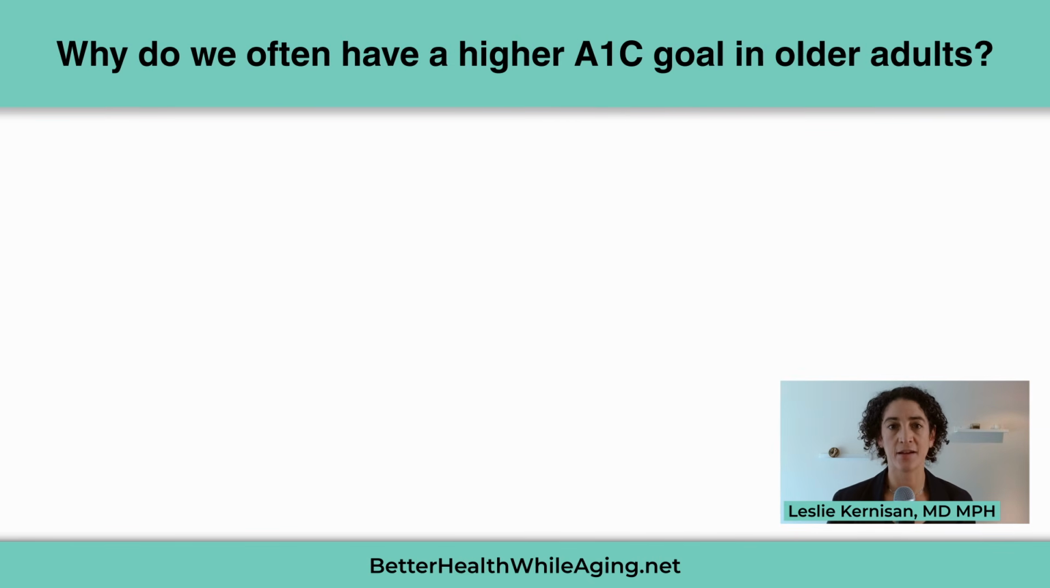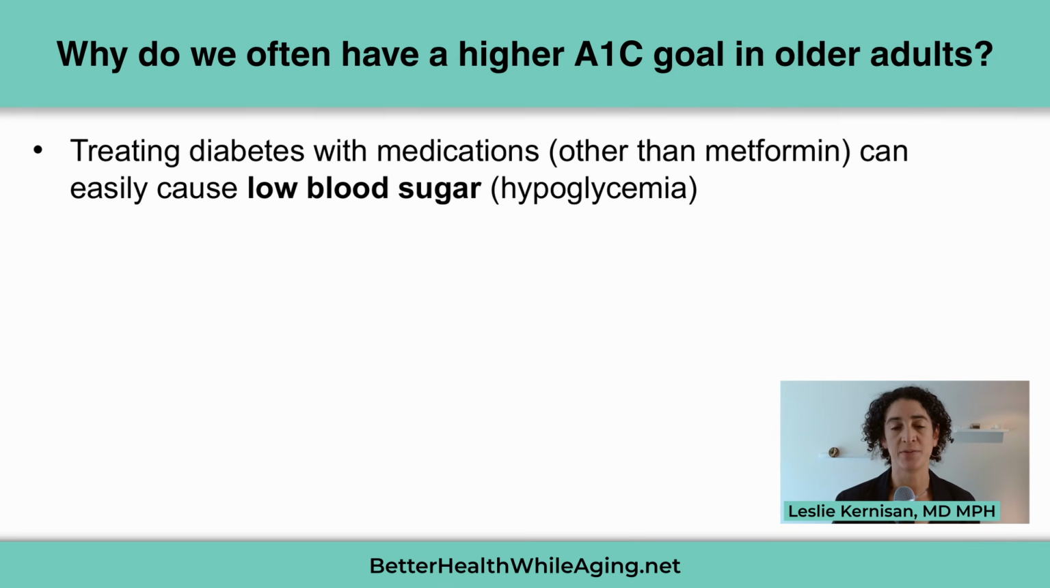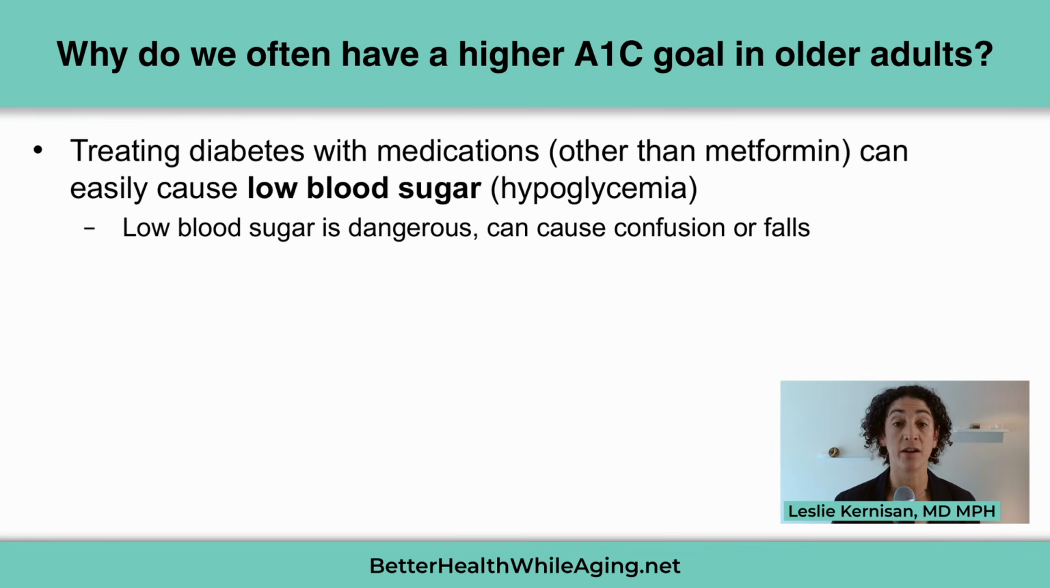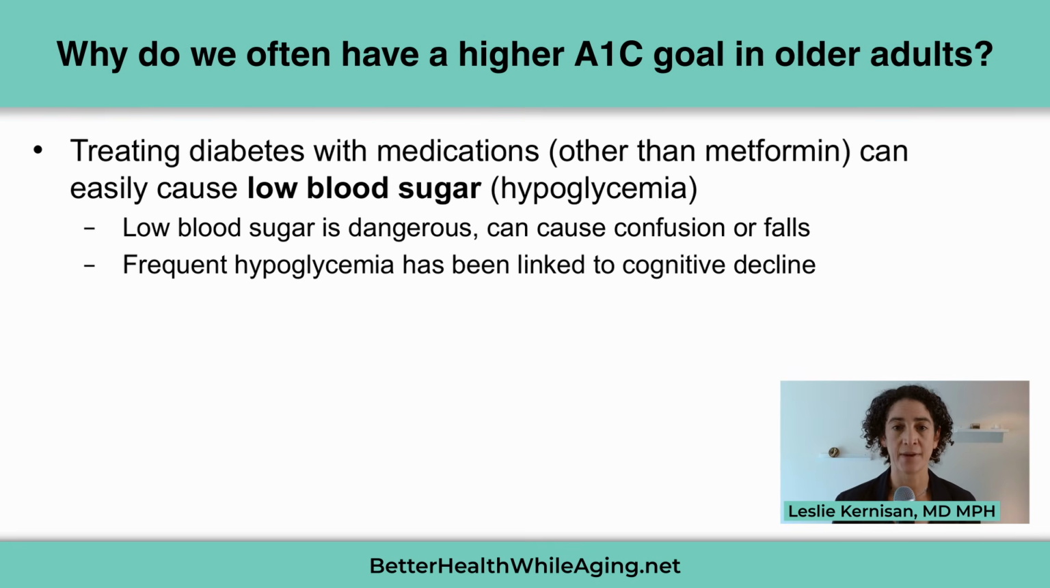So let me now speak a little bit more about why we often have a higher hemoglobin A1C goal in older adults. Again, the reason is that treating diabetes with medications other than metformin can easily cause low blood sugar, hypoglycemia. And this is dangerous. This can cause confusion or falls in the short term. And frequent hypoglycemia has been linked to cognitive decline and also worse cardiovascular disease. It's basically a stressor on the body. It increases inflammation, and that's not good for your brain cells, and it's not good for your blood vessel walls either.